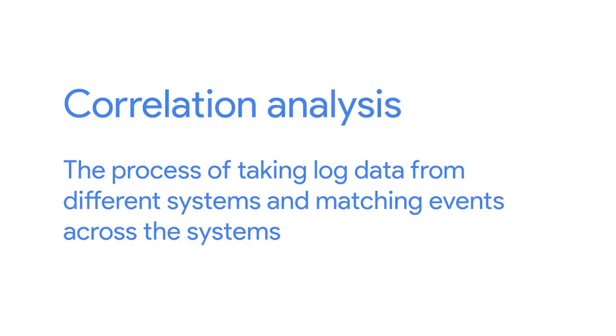Correlation analysis is the process of taking log data from different systems and matching events across the systems. So if we see a suspicious connection coming from a suspect source address in the firewall logs to our authentication server, we might want to correlate that logged connection with the log data of the authentication server. That would show us any authentication attempts made by the suspicious client.